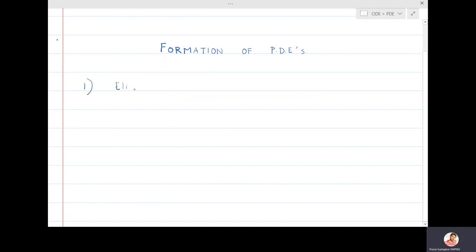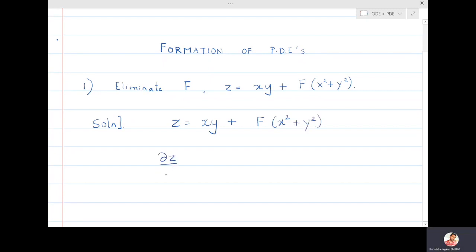I want to eliminate f, which is an arbitrary function, from the surface z equal to xy plus f, which is a function of x square plus y square. How am I going to do this? I will first differentiate z with respect to x. So ∂z/∂x is equal to y plus the derivative of f with respect to x square plus y square, which I represent as f dash of x square plus y square, into the derivative with respect to x, which is 2x.